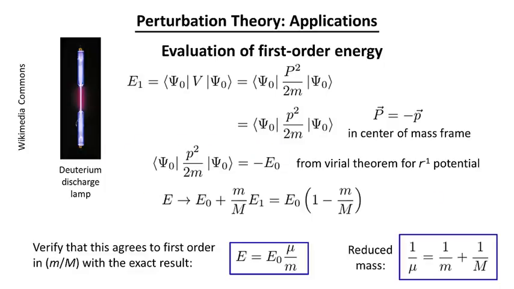So now we can complete the calculation to first order in little m over big M. The energy is just E0 plus lambda E1, and E1 is minus E0, so we get this result for the energy level shift. So at this point, maybe you should pause and verify that these two results are in agreement to first order in the ratio of the electron to the nuclear mass, which is the goal of the exercise.